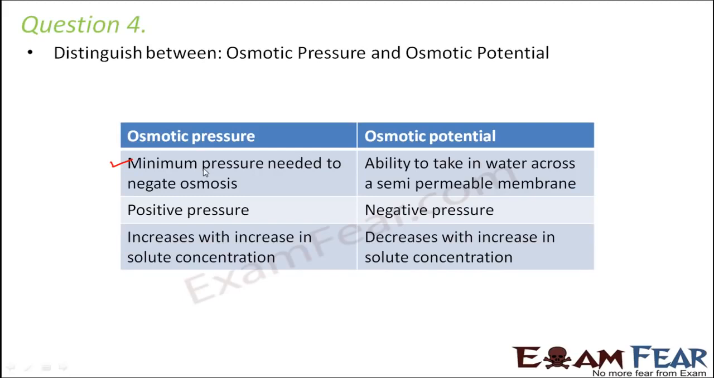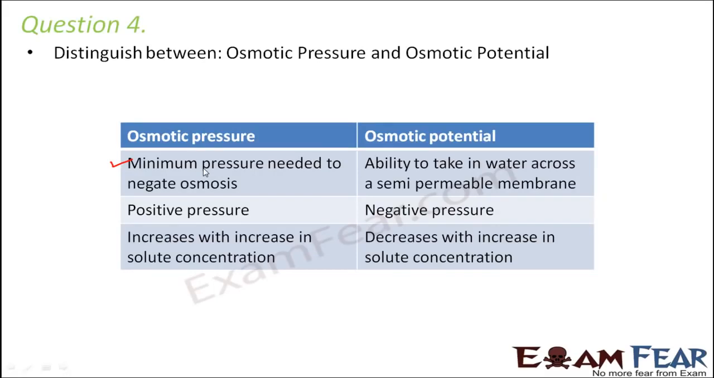Whereas osmotic potential is always the ability. It is the ability to take in water across a semi-permeable membrane. So it is basically the ability of water to move across a semi-permeable membrane. Osmotic potential is basically a negative pressure and osmotic pressure is a positive pressure. So osmotic pressure always tries to stop the osmosis, and osmotic potential always tries to favor the osmosis. That is, it always tries to continue the process of osmosis.